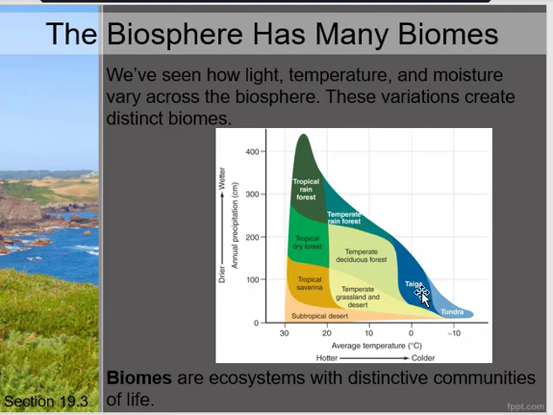As you move closer to the poles, you'll get taiga, eventually tundra. You have desert, tropical savannas. These are warm grasslands. Temperate grasslands and deserts. We have the temperate deciduous forest. Most of the United States is a temperate deciduous forest.